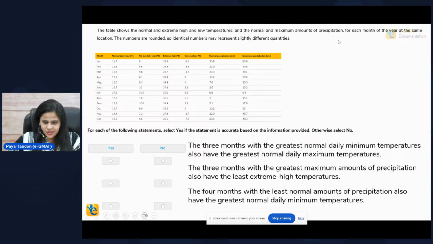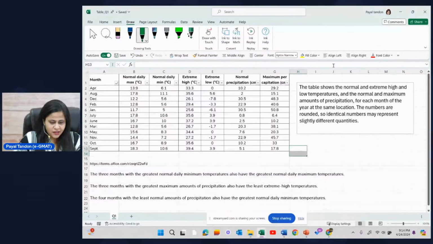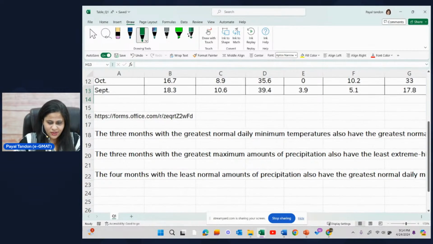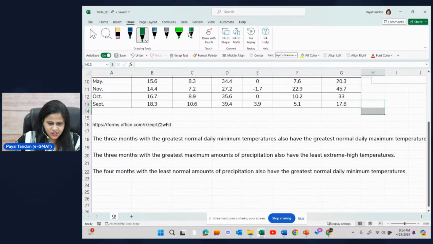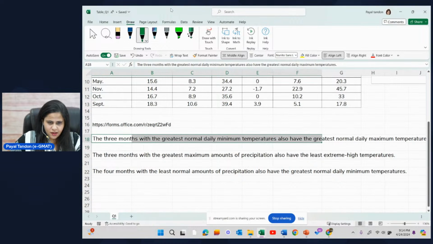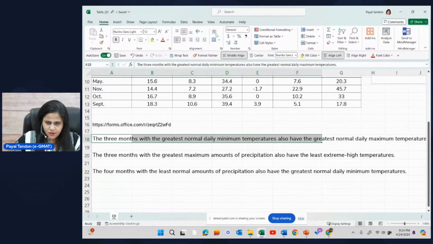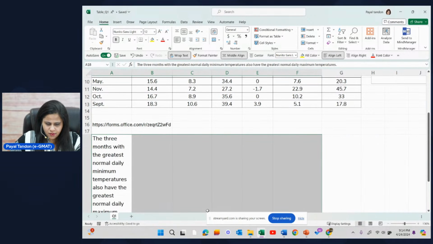Okay, now let's go back to our table here. Okay, the 3 months, so you read each statement one by one. The 3 months with greatest normal, and let me just, all right, sorry.